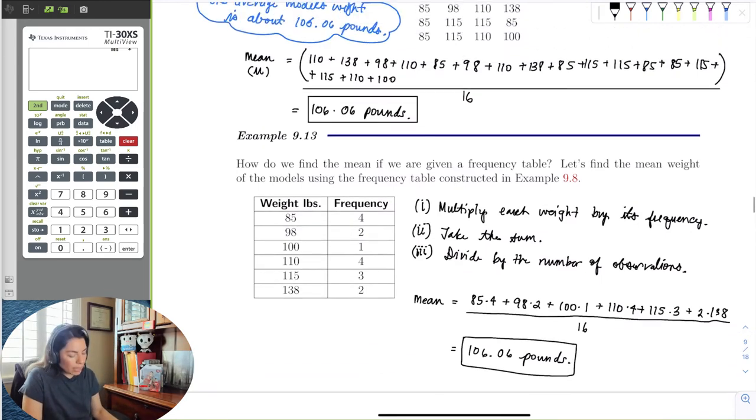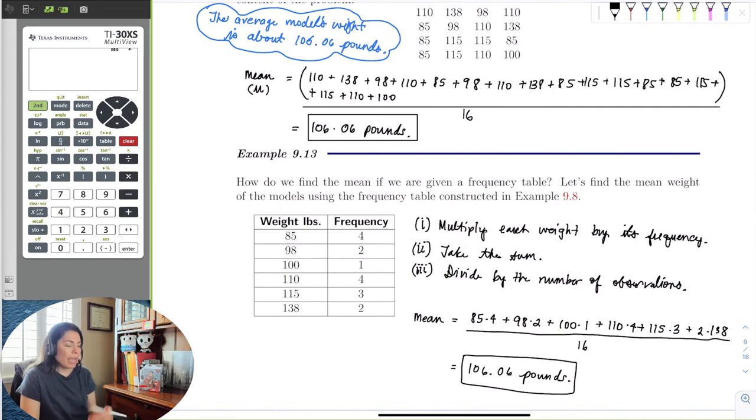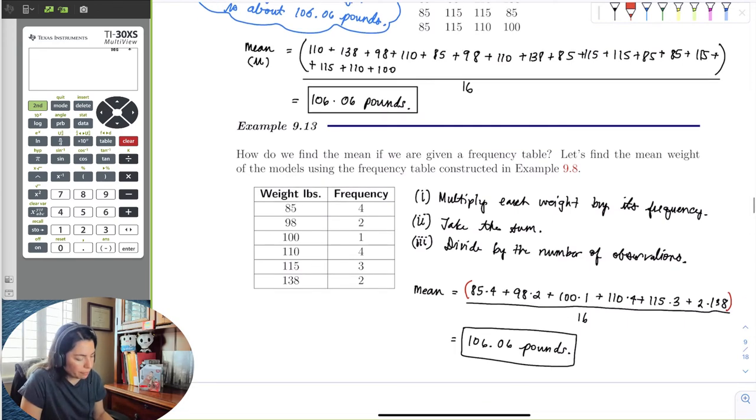So again, I just want to reiterate, we had the same data set, but we found the mean differently. The difference was we had raw data here, where you're just going to end up having to add and then divide. If you're given a frequency table, multiply each frequency with its category number and then add them up. And then after you add them, divide by the number of observations. So you want to do that first and then divide.